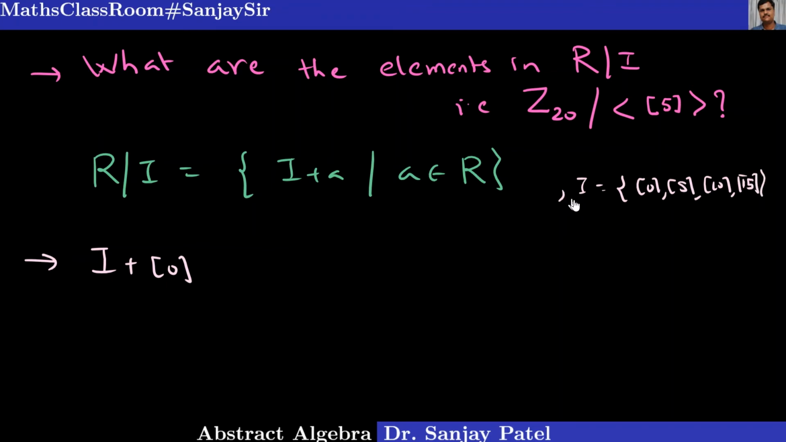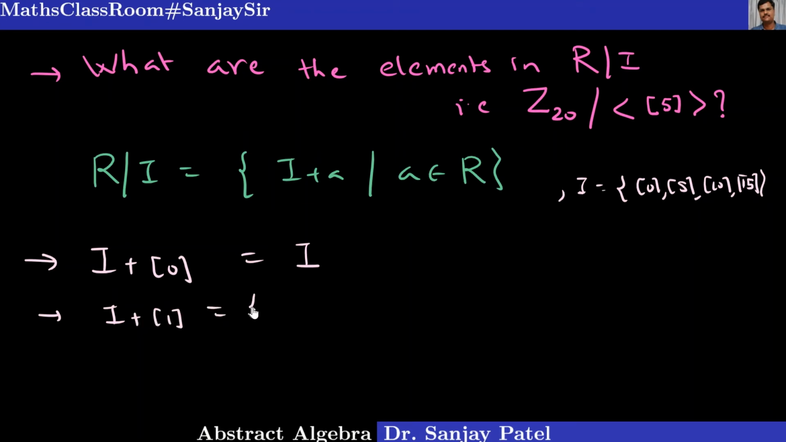So these are the elements of the ideal I. I plus 0 is just here to add all these numbers with 0. So you will get the same set. So it is same as I. Second thing is I plus 1.